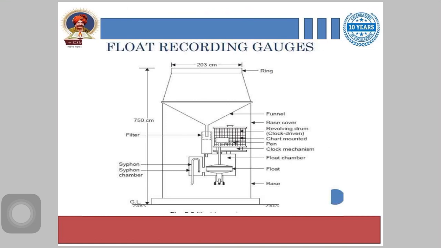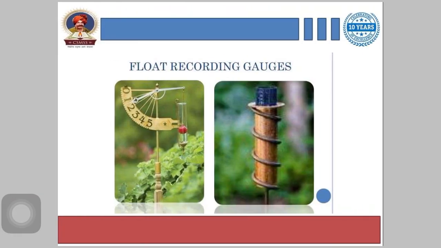As for the suitability of these float recording gauges, in India this type of rain gauge is adopted by the IMD, that is the Indian Meteorological Department, as the standard self recording type rain gauge. This is the actual image of the float recording gauge, how it looks.